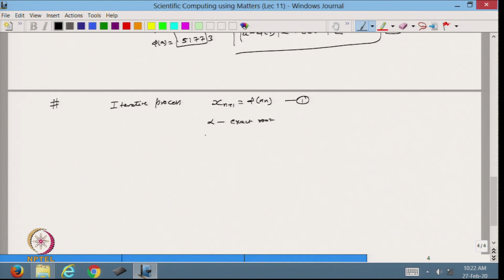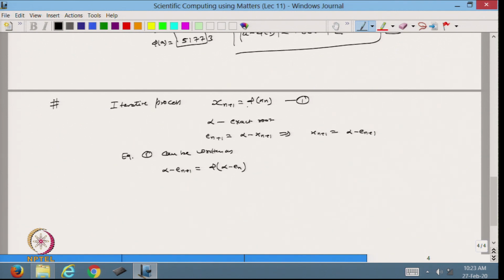Now, I want to see what will happen. So, E n plus 1 is the error, I can write alpha minus x n plus 1. So, from here I can write that x n plus 1 will be alpha minus E n plus 1. So, equation 1 can be written as, I will put this value of x n in terms of error. So, I will get alpha minus E n plus 1 is equal to phi of, x n I can write the same way, alpha minus E n.